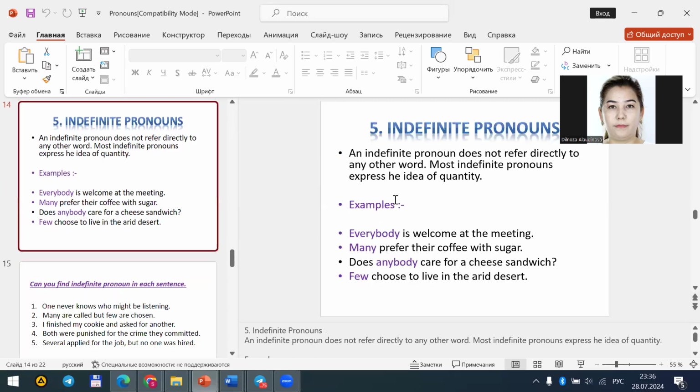The next, indefinite pronouns. An indefinite pronoun doesn't refer directly to any other word. Most indefinite pronouns express the idea of quantity. For example, everybody is welcome at the meeting. Many prefer their coffee with sugar. Does anybody care for a cheese sandwich? Few choose to live in the arid desert.